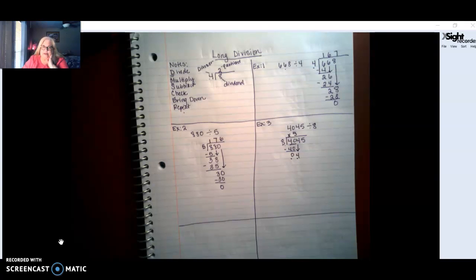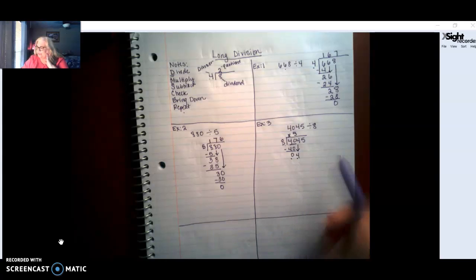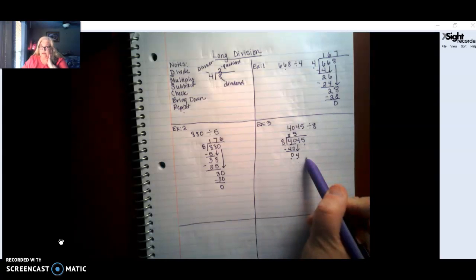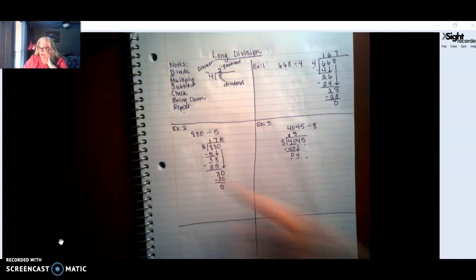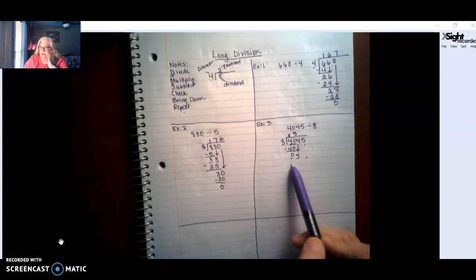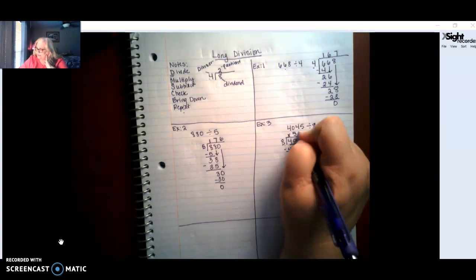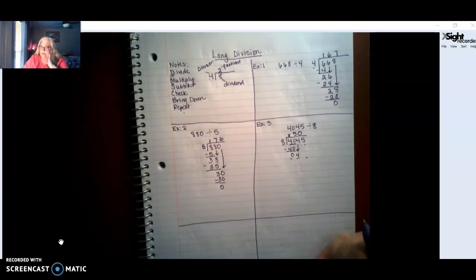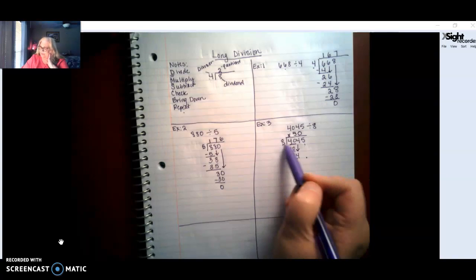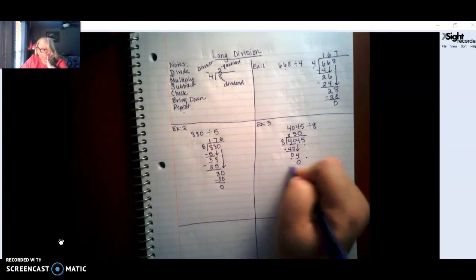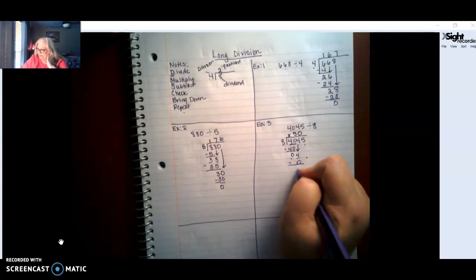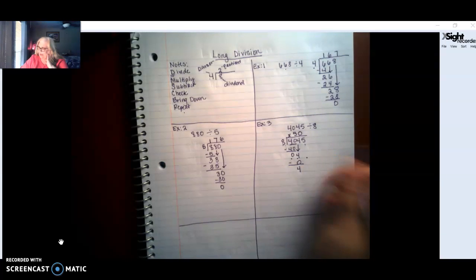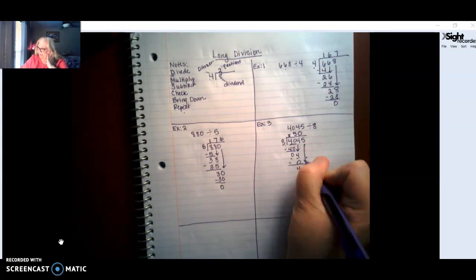But this is very important. You can't just check and bring down. No, you have to still follow the step and divide. So how many times can 8 go into 4? It goes in 0 times. 0 times 8 is 0. And I still subtract. 4 minus 0 is 4. I check and bring down.